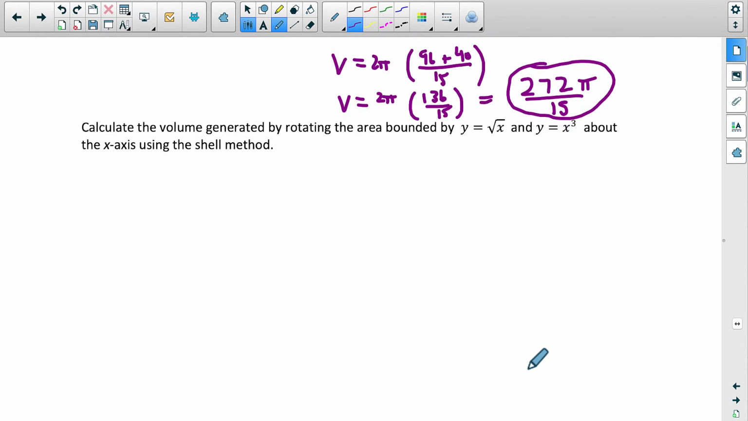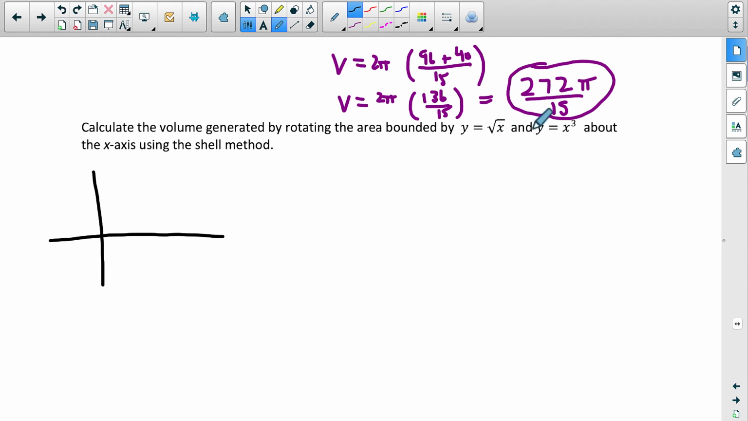Alright, let's try one more. Of course, this time we're going to rotate it around the x-axis. You know I'm going to do one of each. So calculate the volume generated by rotating the area bounded by y equals root x and y equals x cubed about the x-axis using the shell method.